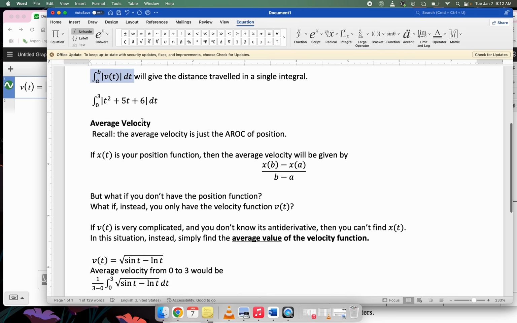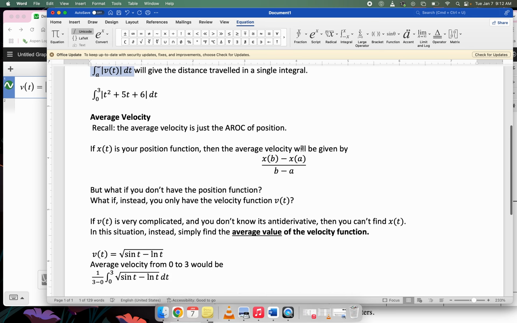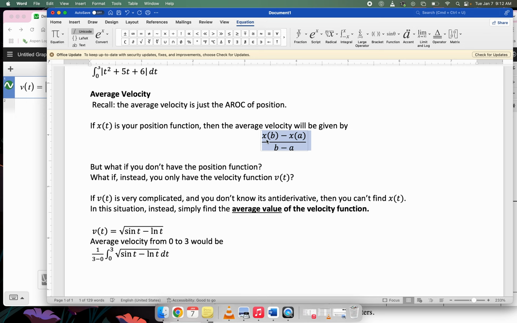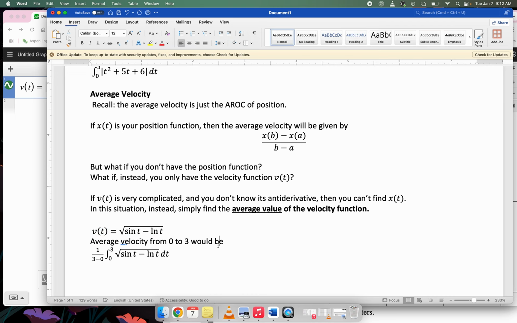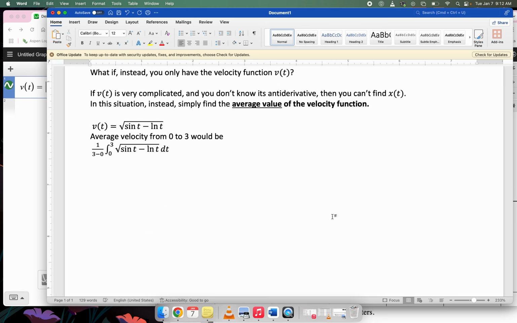And then the third idea is average velocity can be computed in 2 ways. If you know the position function, just do the average rate of change of the position function. No calculus required. But if you can't find the position function because your velocity function is complicated like this, and you can't find the derivative, you can't find the antiderivative, you can still compute the average velocity if you have a calculator, because this integral can be computed using a calculator. The same thing, by the way, is true for average acceleration.